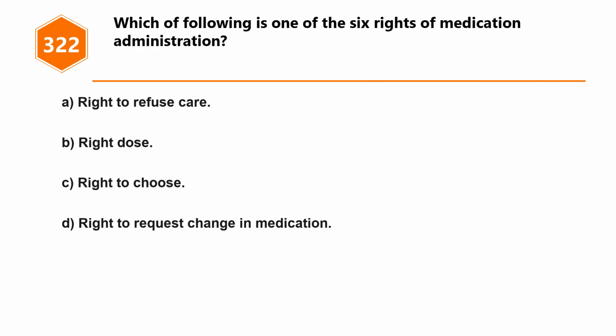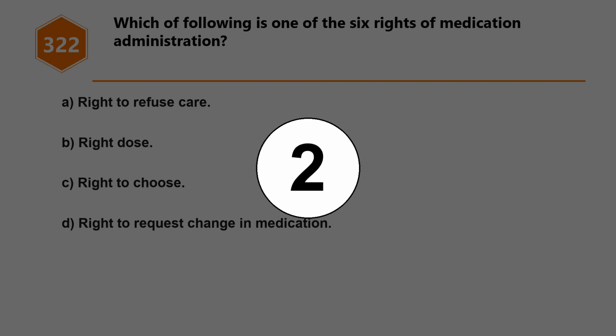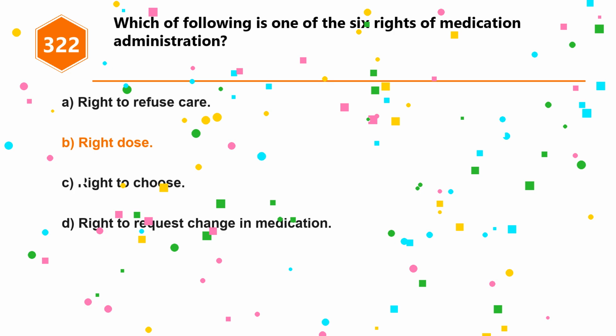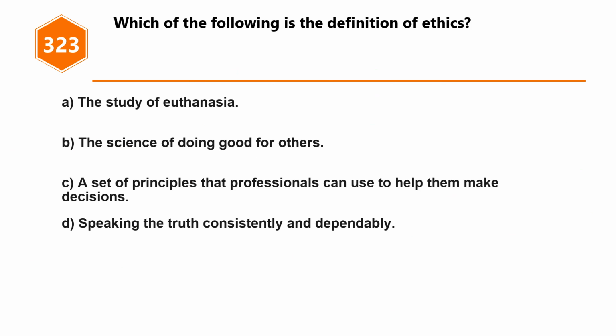Question 322. Which of following is one of the 6 rights of medication administration? Option A, right to refuse care. Option B, right dose. Option C, right to choose. Option D, right to request change in medication. The correct answer is option B. Right dose.